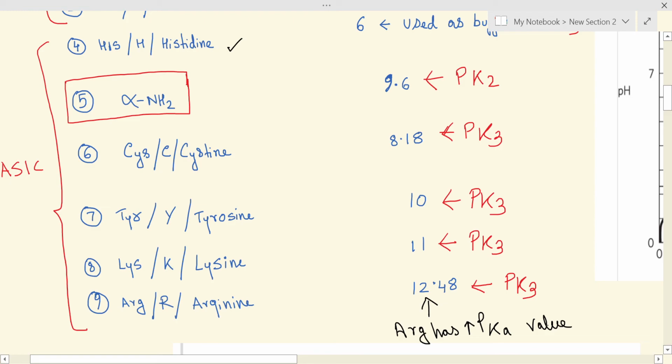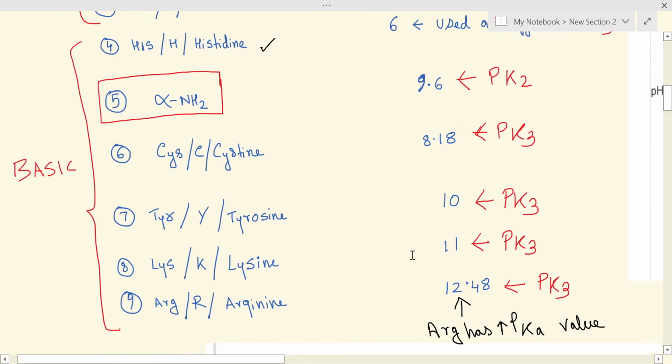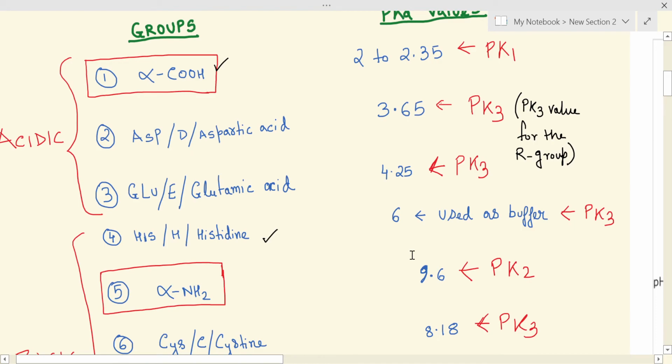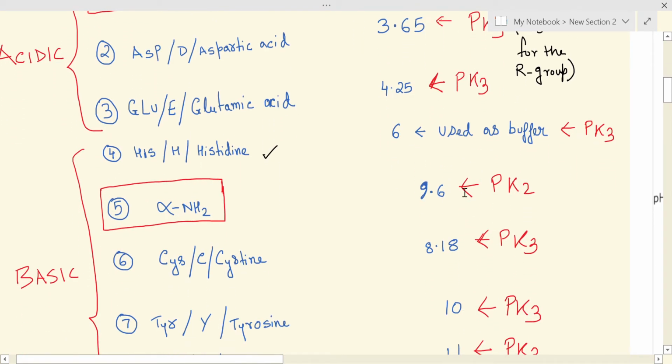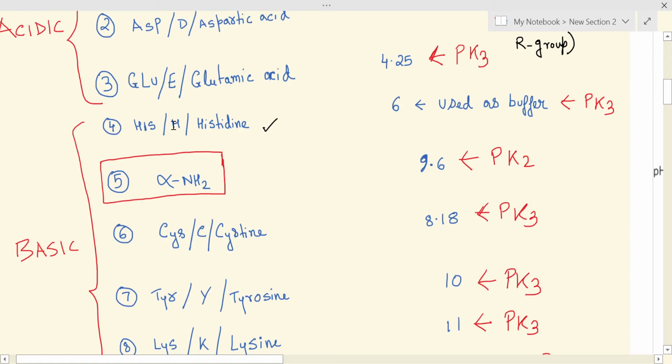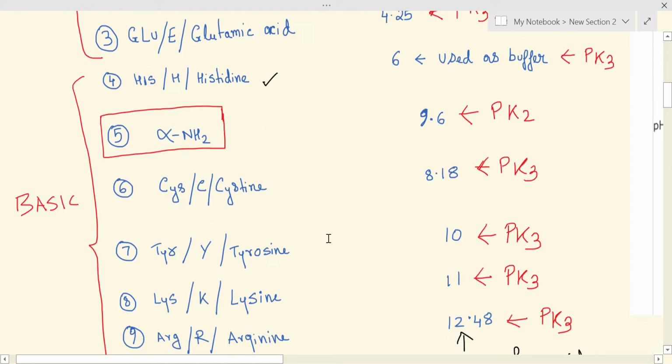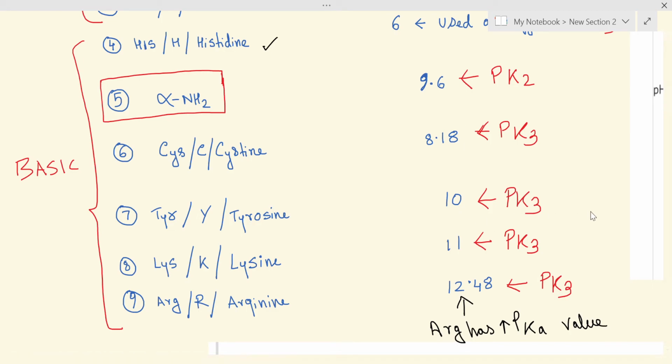If you understand the trend over here, the pKa values for the acidic amino acids are low, as you can see, but as we go towards the basic amino acids, the pKa value increases. I hope this is clear. You need to remember these values.